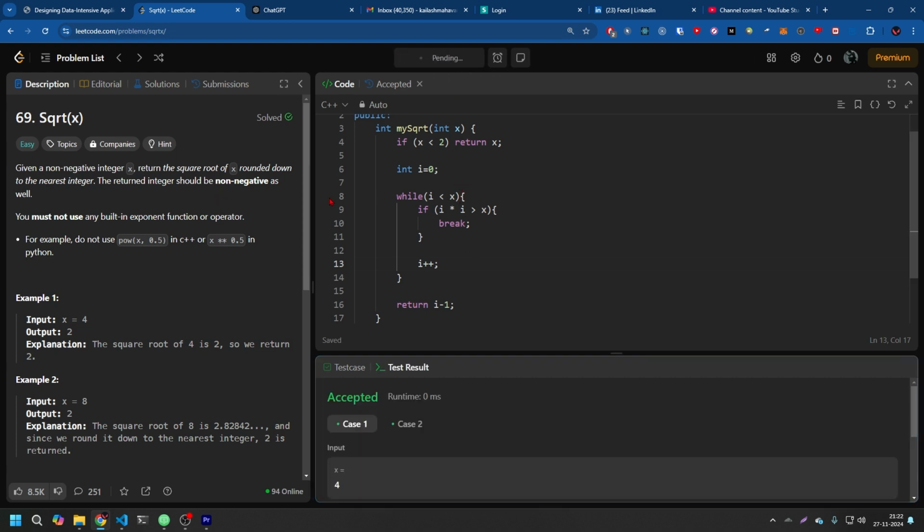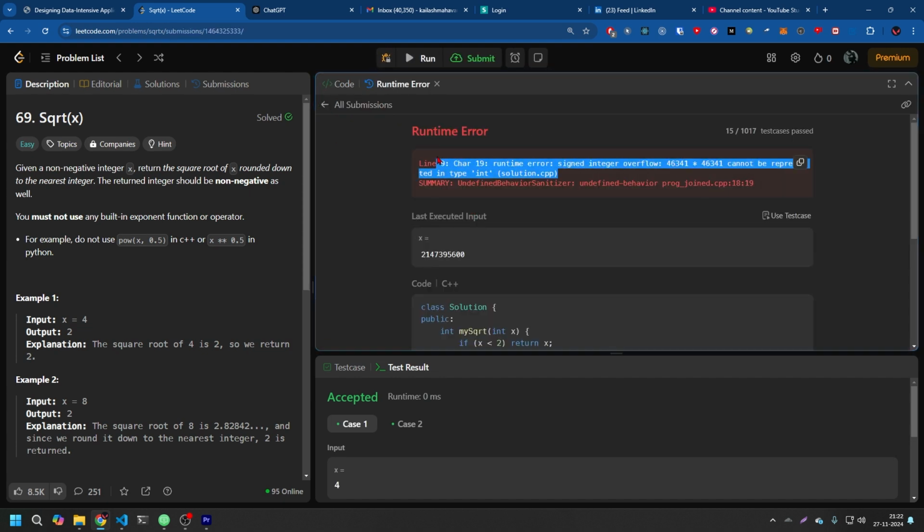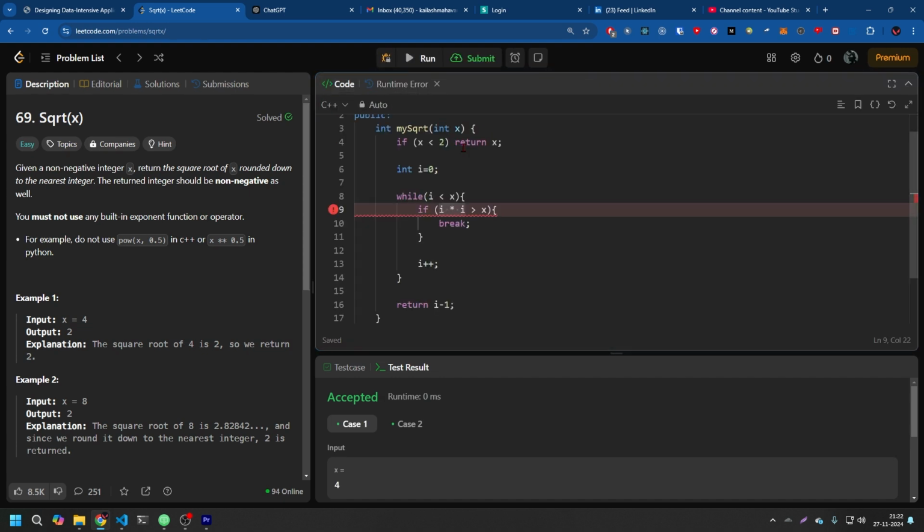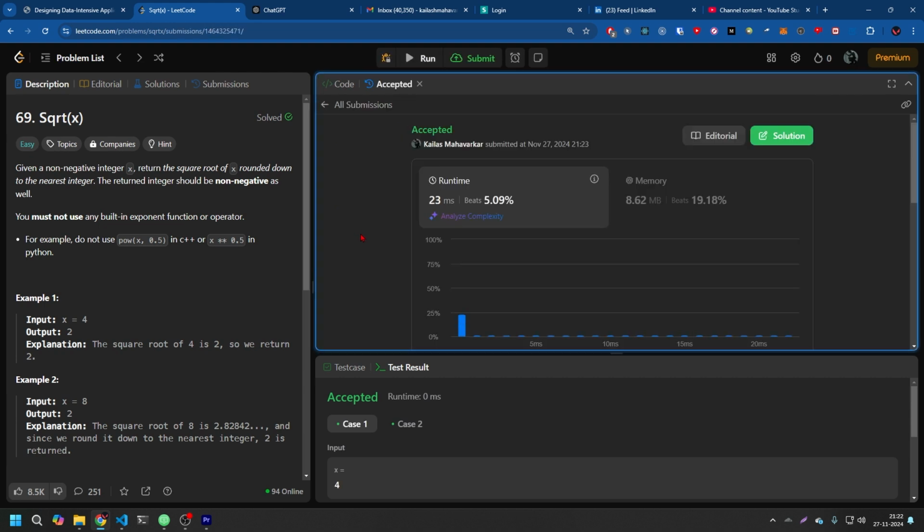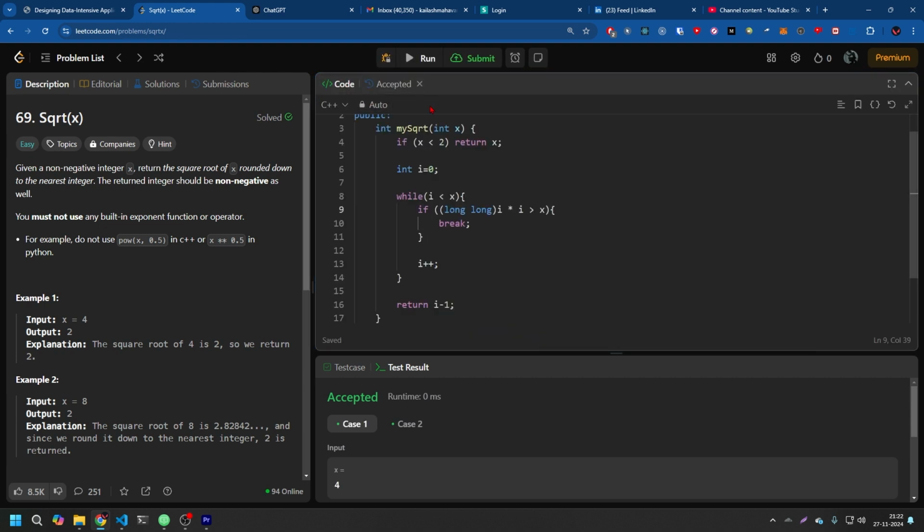Let's submit it. And I think we will get an overflow error, since we cannot multiply two large numbers. So let's just store it in a long multiplication result and submit it. It should pass all the test cases for the brute force. So now let's understand the optimal solution.